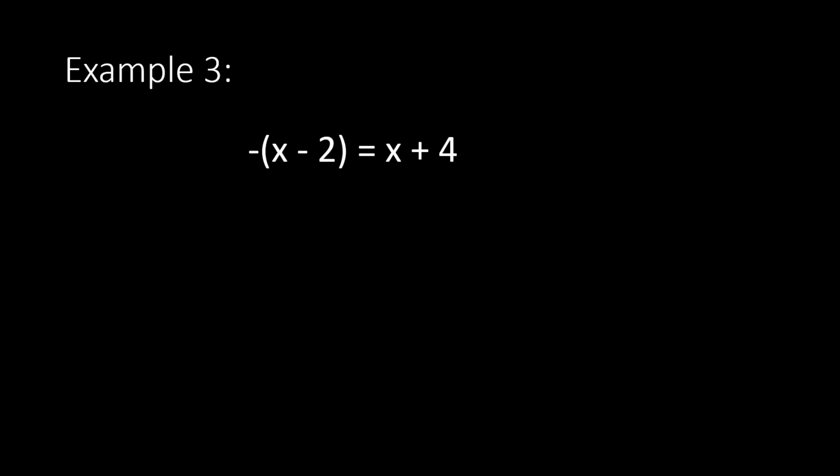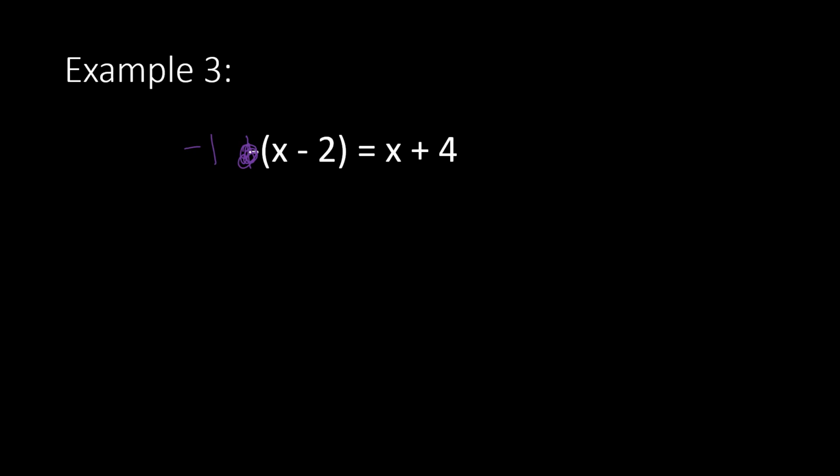So now on example 3, we'll solve it. It's a little different, so let's see if we can figure out what's different about this one. So we have negative x minus 2 equals x plus 4. So before we solve this, you have to remember that there is actually a negative 1 here. So we can forget that and write negative 1.